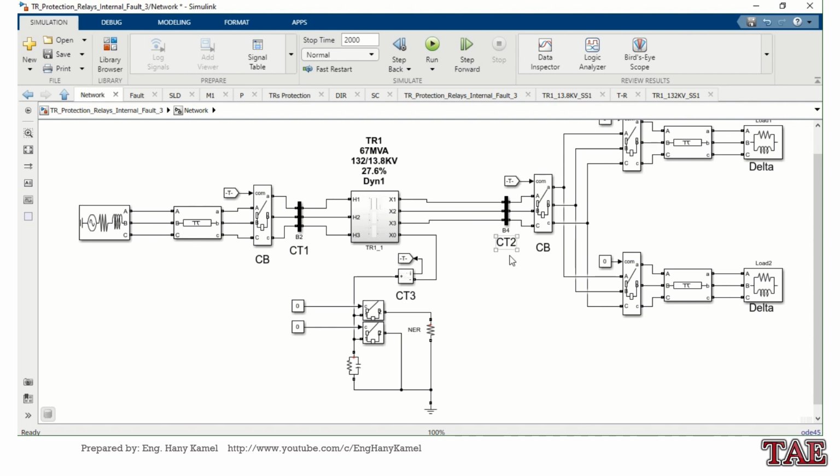CT1 and CT2 will provide differential protection. CT1 alone will also provide overcurrent and earth fault protection. CT2 will provide overcurrent protection, and CT3 with CT2 will provide restricted earth fault protection. CT3 will provide sensitive earth fault protection.